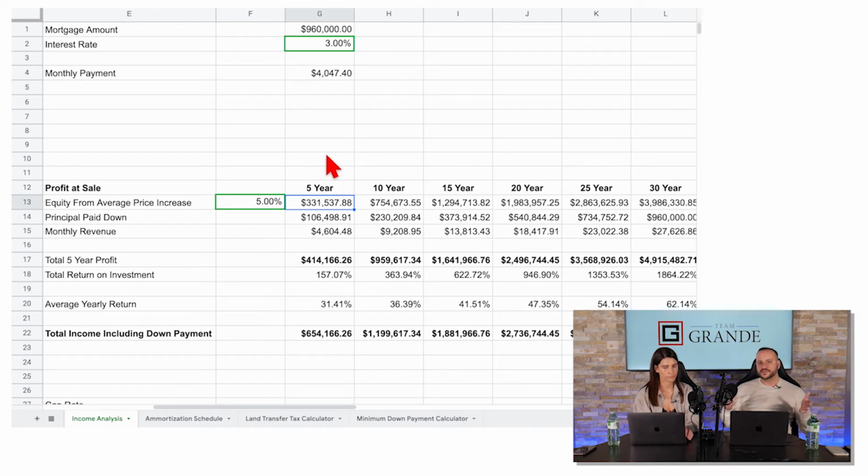That's $414,000. Yeah, that's crazy. And then when you sell to get your deposit back, $650K. There you go, in 5 years. Right? That's over $100K a year. And that's a 31% per year return on average.